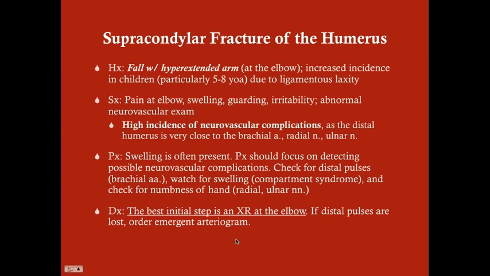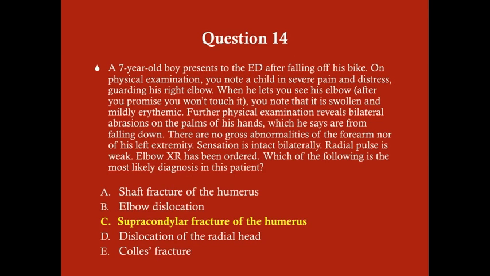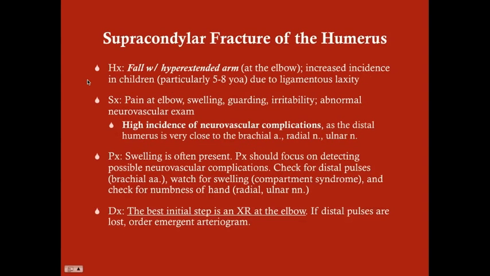Okay, so the supracondylar fracture of the humerus, just to recap, is a fall with a hyperextended arm at the elbow. There's an increased incidence in children, particularly 5 to 8 years of age, so this kid is 7 here, due to ligamentous laxity. Symptoms are pain at the elbow, swelling, guarding, irritability, abnormal neurovascular exam. However, they don't need to have that. The abnormal neurovascular exam would be only if they have some kind of neurologic implication, which there isn't always. Swelling is often present.